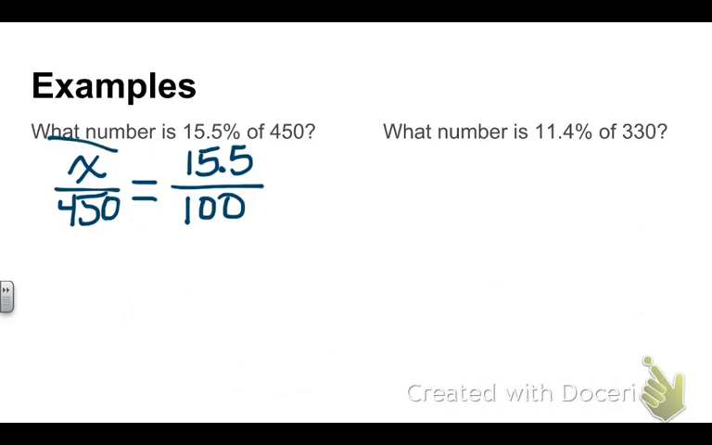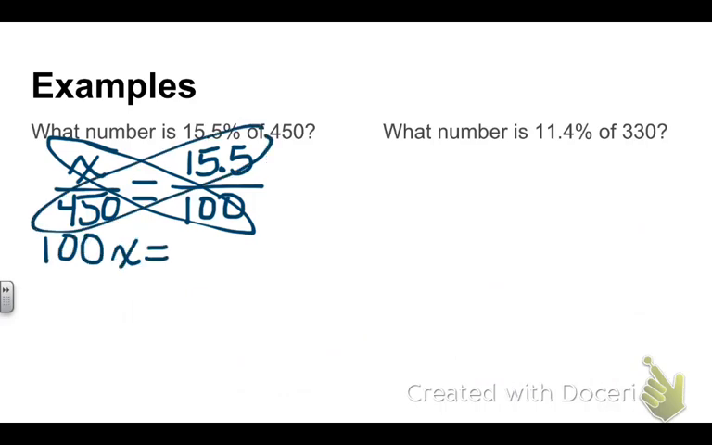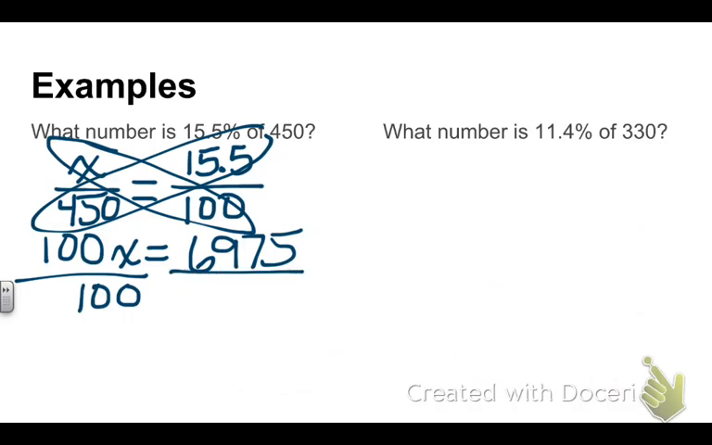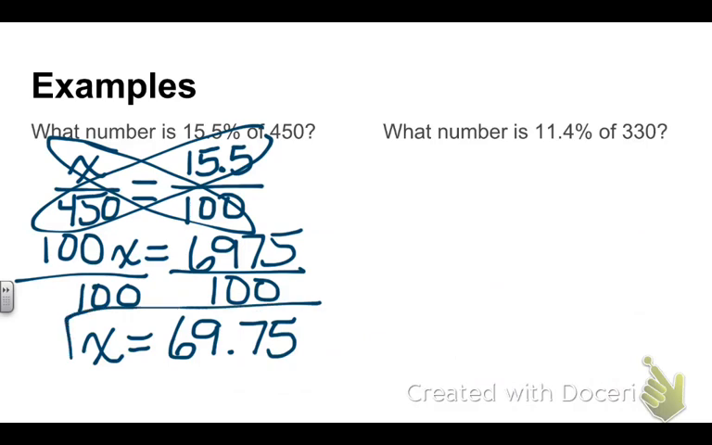I'm going to cross multiply. 100x is equal to 6,975. And then x is being multiplied by 100, so divide by 100. x is going to give you 69.75. That's the part.